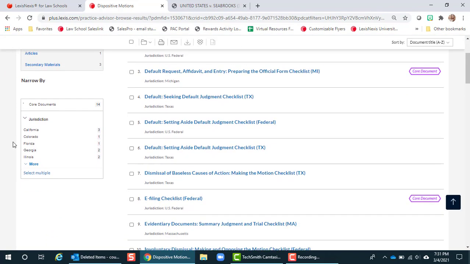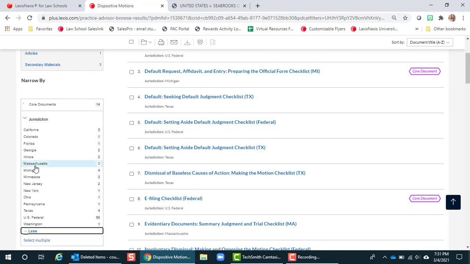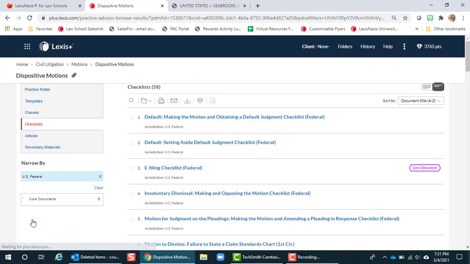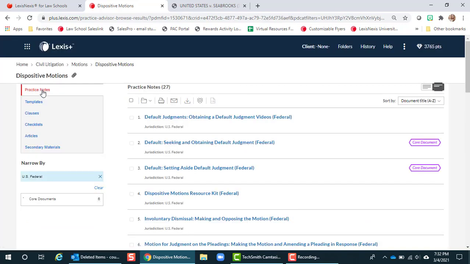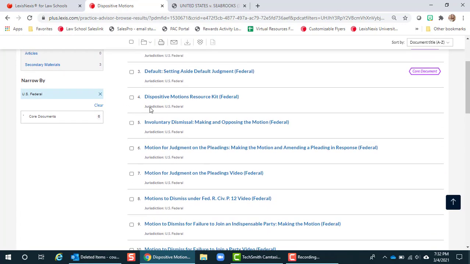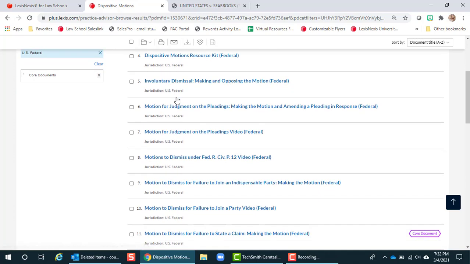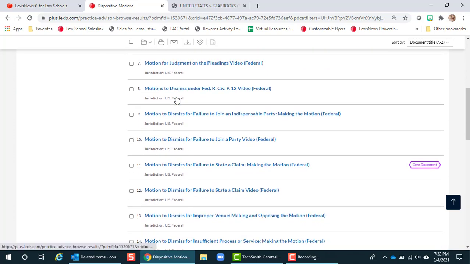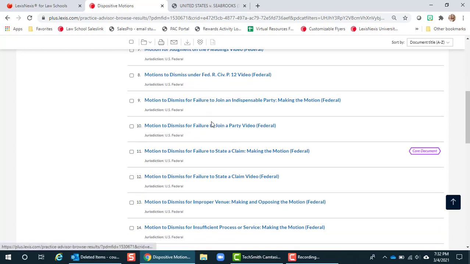You can also narrow down by jurisdiction. So let's say I wanted to go into federal court. I'm filing a dispositive motion in federal court. I could then go back up here to these practice notes, and they're all going to be organized in alphabetical order. It starts with default, we have dispositive motions, resource kit in general, just all dispositive motions. We get down to judgment on the pleadings, motions to dismiss under Rule 12. We have motion for failure to join a party, motion to dismiss for failure to state a claim. So let's just go ahead and open up this one.